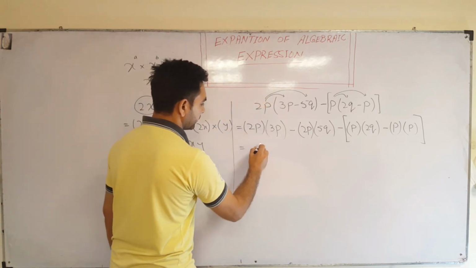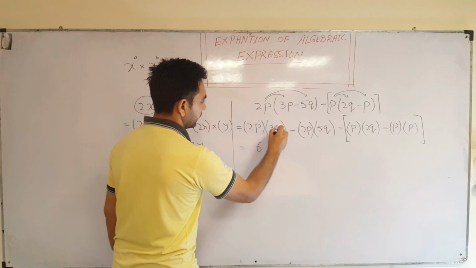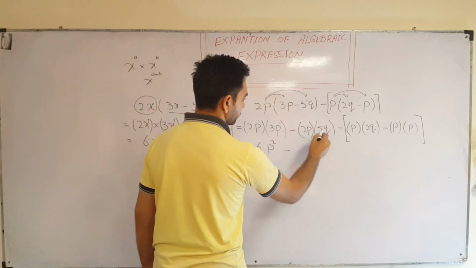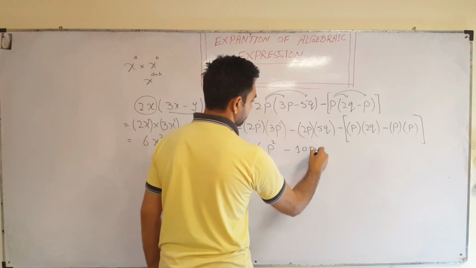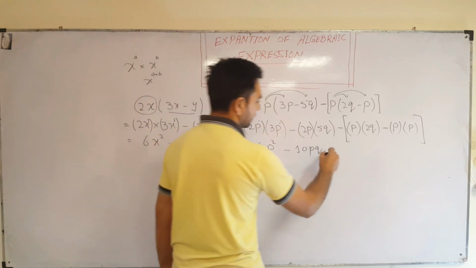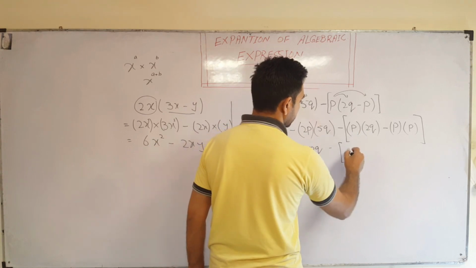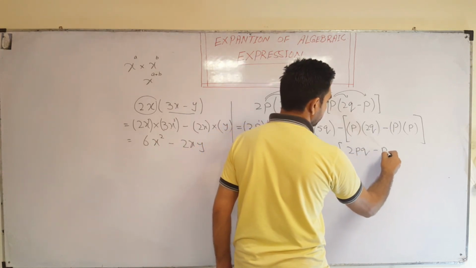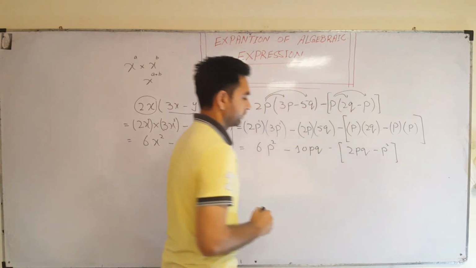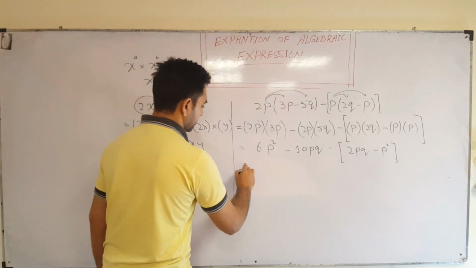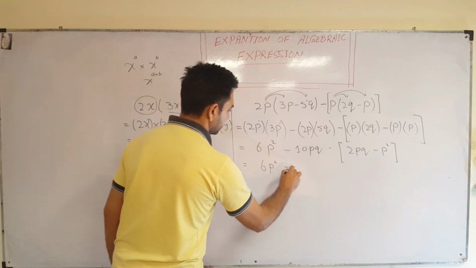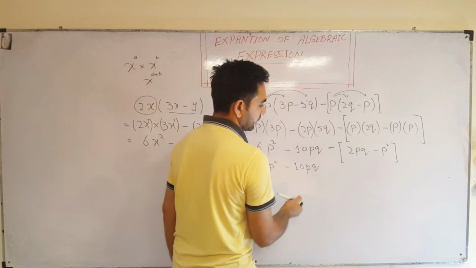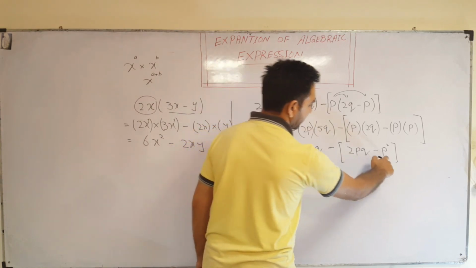Again, the same property: 6, p power 1 gives you p squared. This gives you minus 2 times 5 is 10pq, and then a minus as it is. This gives us 2pq, and that gives us minus p squared. Now you can expand it again: 6p squared as it is, minus 10pq as it is. Now this minus is multiplied to this term and this term.